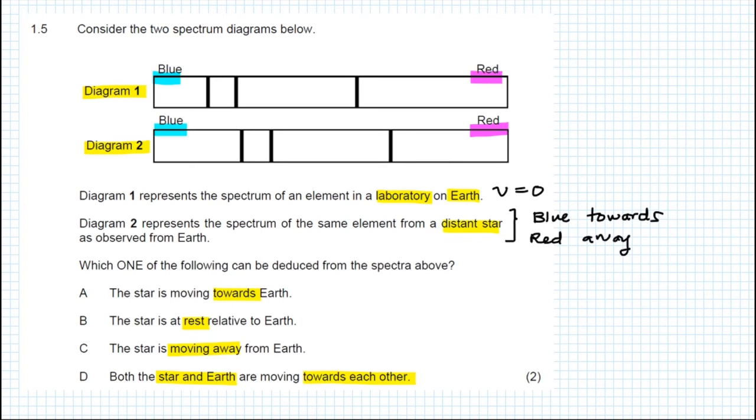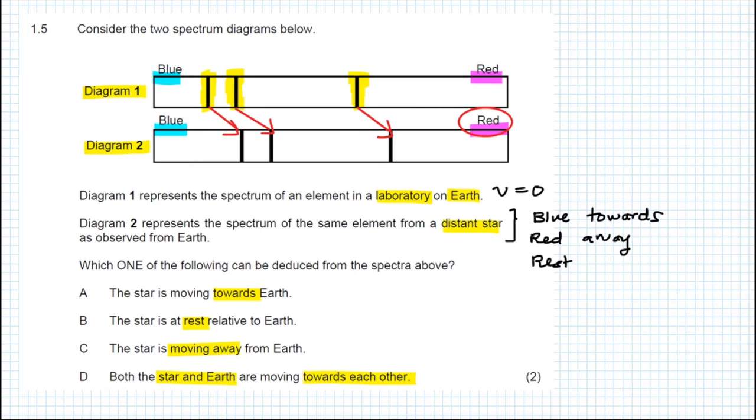So let's now analyze the diagrams given to us to determine whether or not the star is at rest or moving. If we look at diagram number 1, here is the first line that we see. This is shifted towards the red end of the spectrum. If we look at this line over there, it is also shifted towards the red side of the spectrum. And over here as well, we see a red shift. So all of the lines in the spectrum are moving towards the red side.